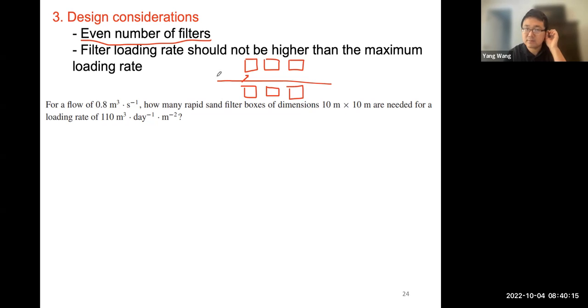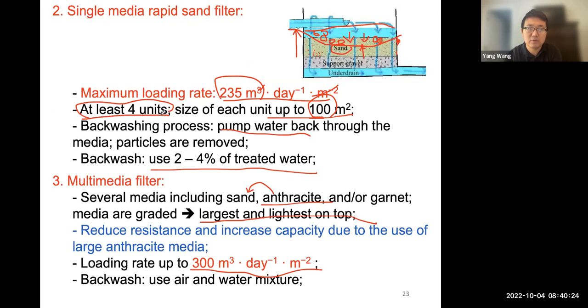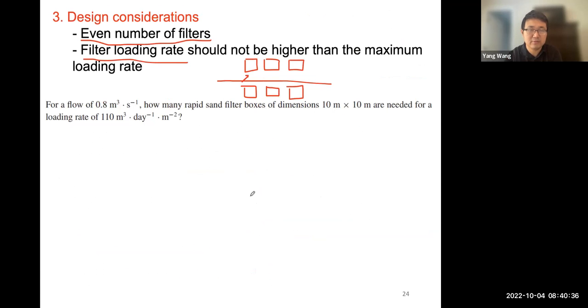So in this case, we want an even number of filters. We also need to make sure that the filter loading rate should not be higher than the maximum loading rate. For example, for the single media rapid sand filter, you cannot let it increase to higher than 235, right? For the multimedia filter, you cannot let it be higher than 300, okay?